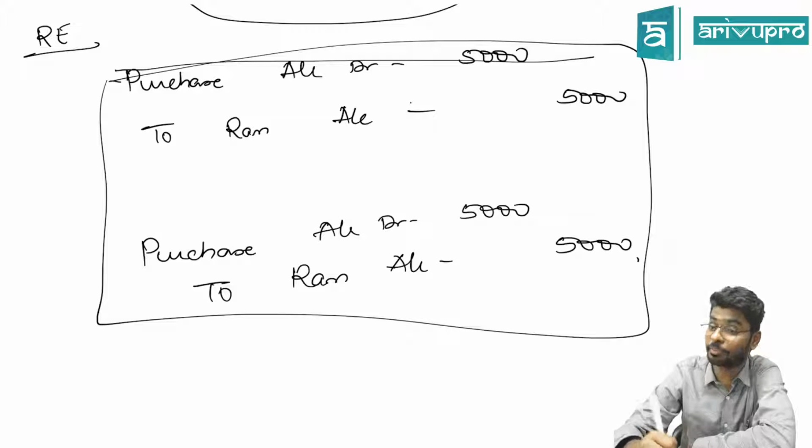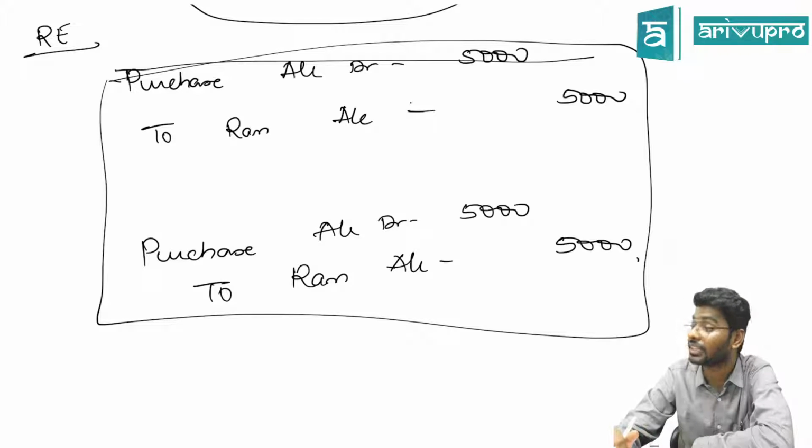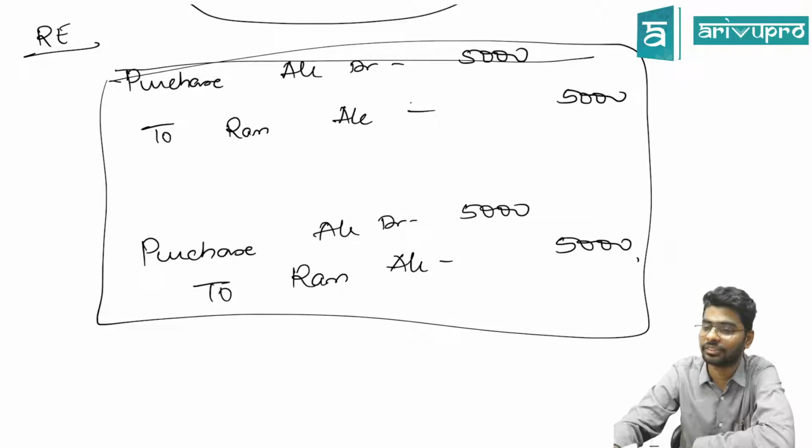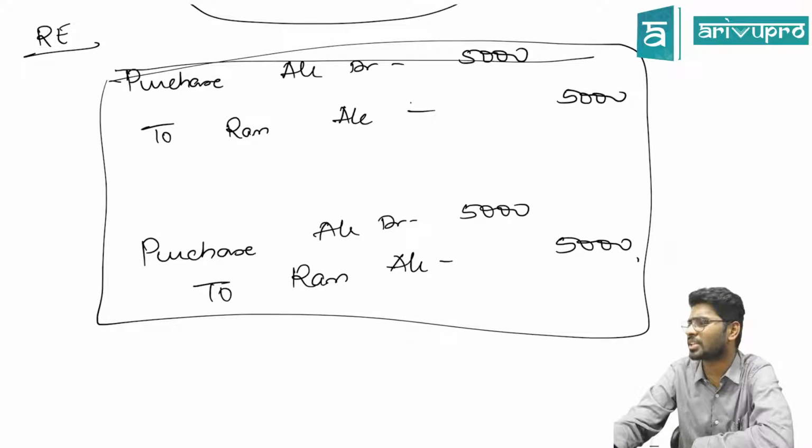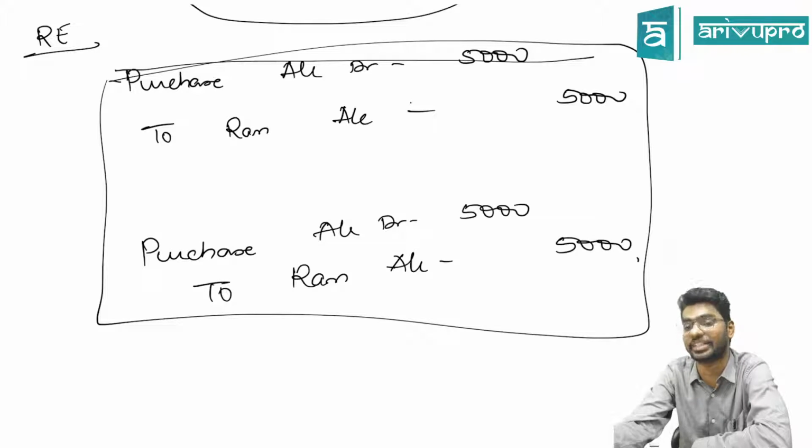But the part is both the entries are the same. Yes or no? Both the entries are what? Same. How do I rectify it? We use a concept called compound entry. What do you mean by compound entry? Whenever there are similarities between two transactions, you can combine both the journal entries and write it as one.